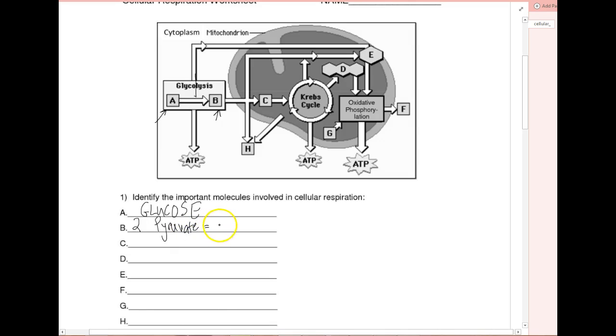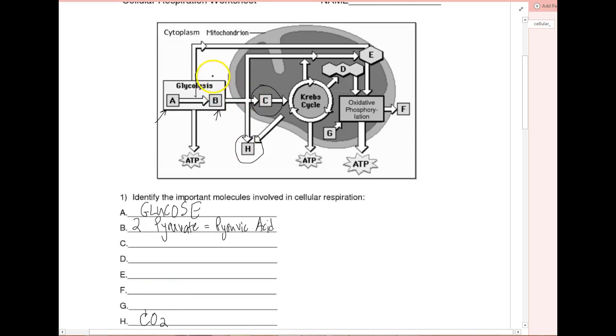but it's also known as pyruvic acid. Because when you put it into water, it donates hydrogen ions. Okay? When it comes into the mitochondria, it loses one molecule of carbon dioxide gas.